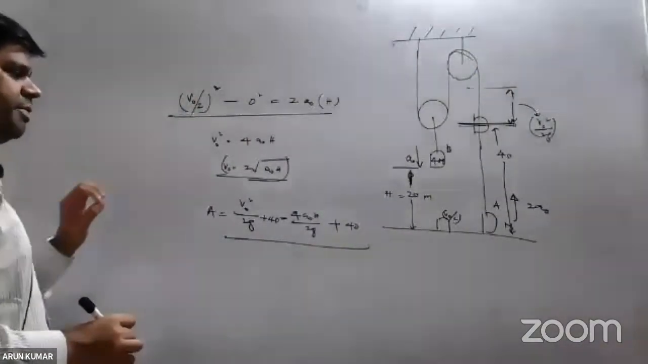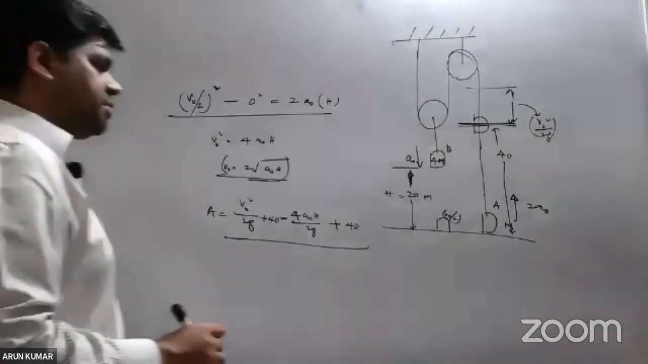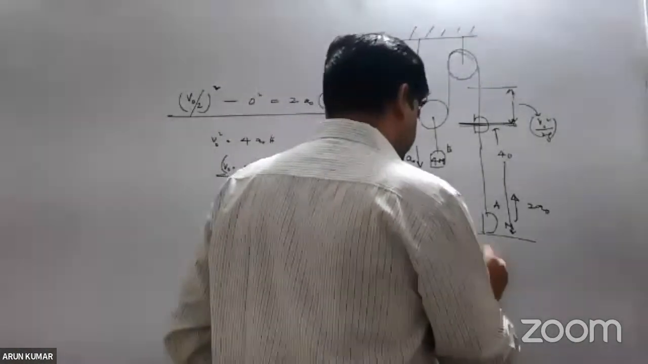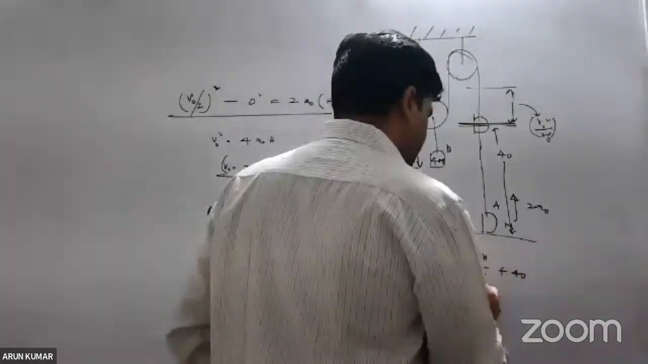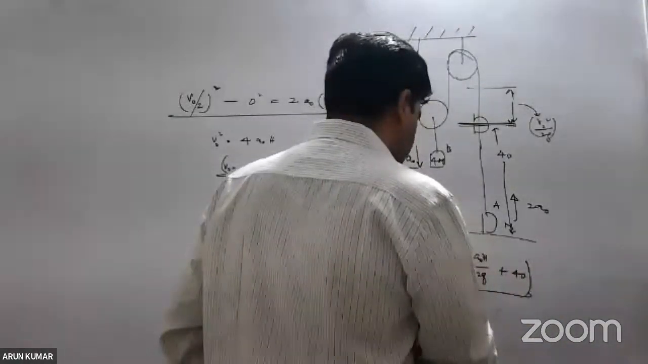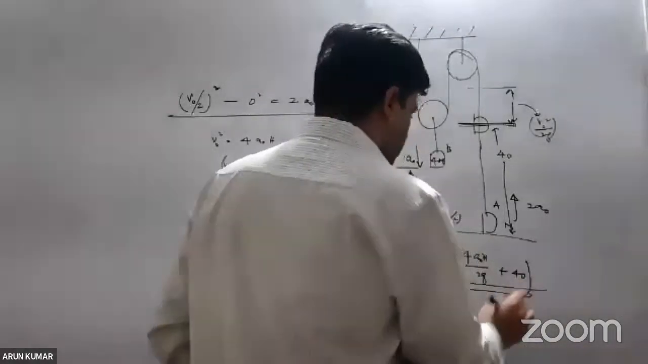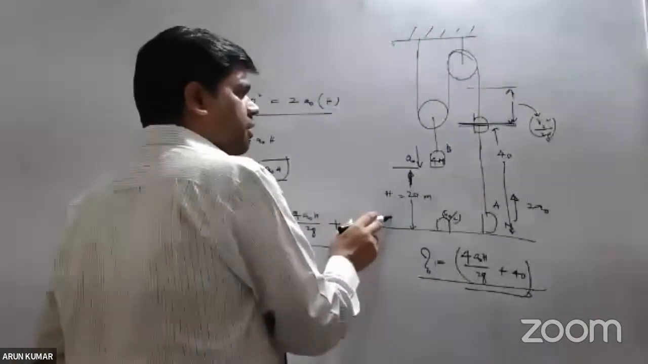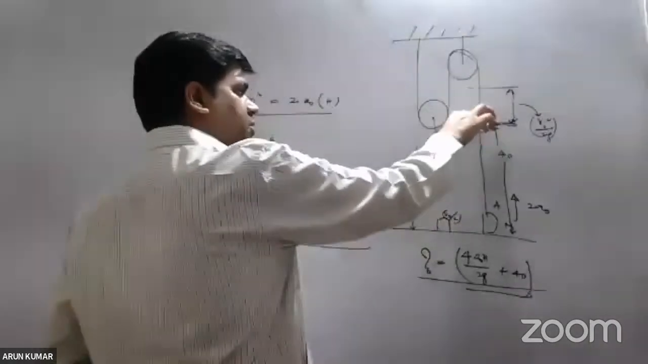H is 20. If I just plug in a naught, I'm done. To find out a naught, I'll do the same thing as before. For any LLM problem, I'll draw the FBD, write F is equal to ma, and I'm done. So my answer is 4 a naught h by 2g plus 40. Why am I adding 40 here? Because if this comes down by 20, this goes up by 40. So height from the ground is 40 plus v naught square by 2g.